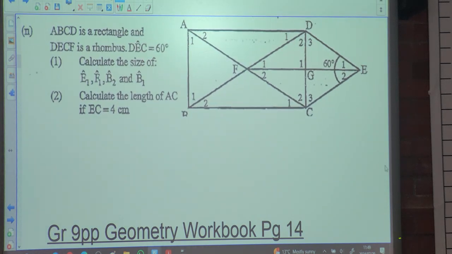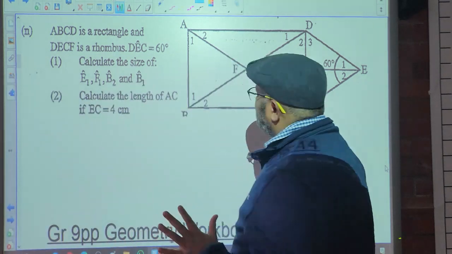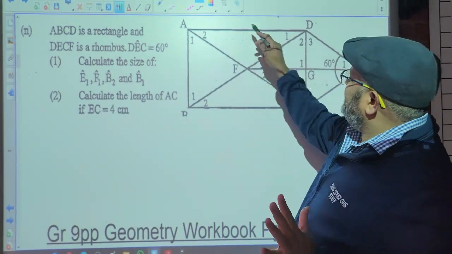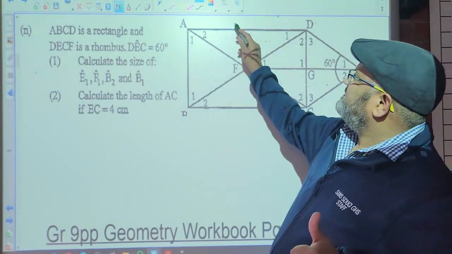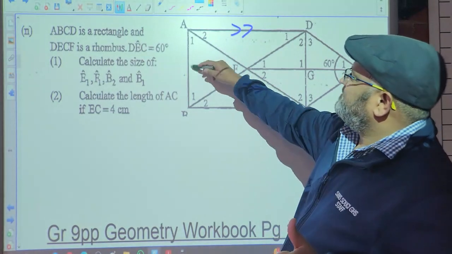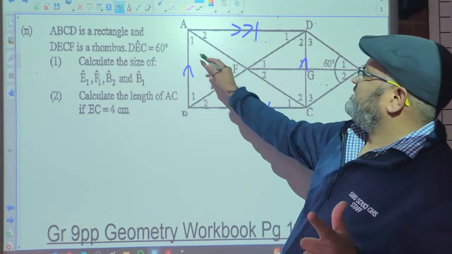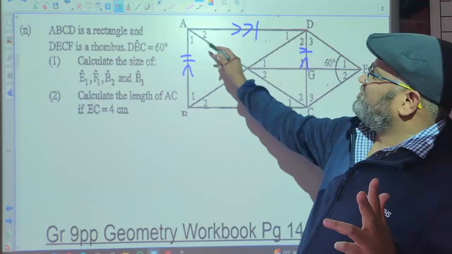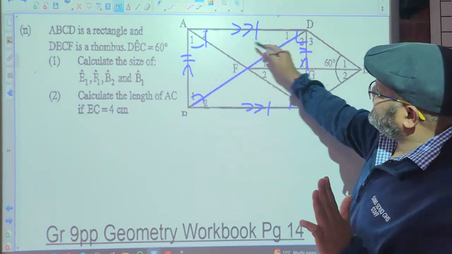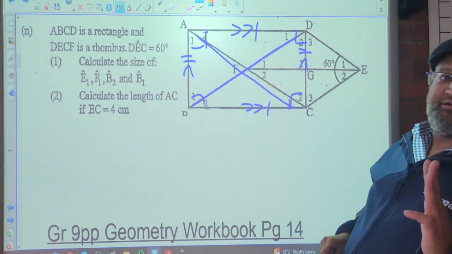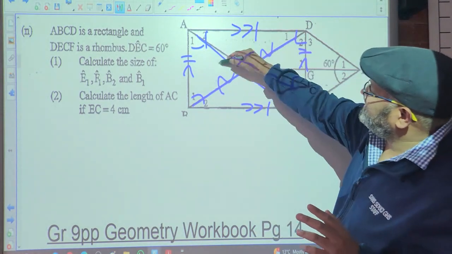Right, we are told that ABCD is a rectangle. People, how many properties should come to mind? 5. So what is the first one? Opposite sides are parallel. Opposite sides are equal. All vertex angles are 90 degrees. Diagonals are equal in length. Diagonals bisect each other equally.